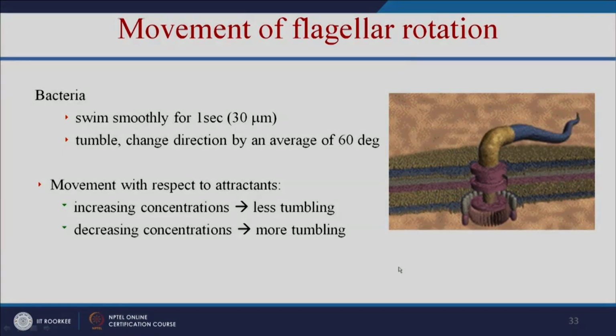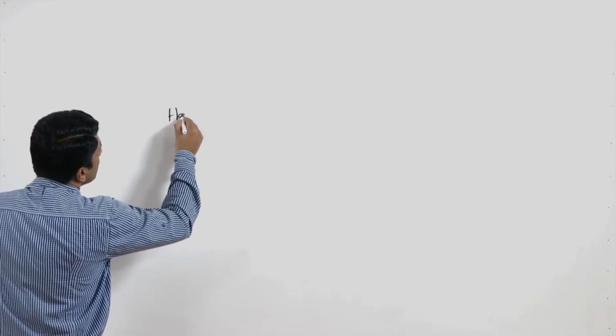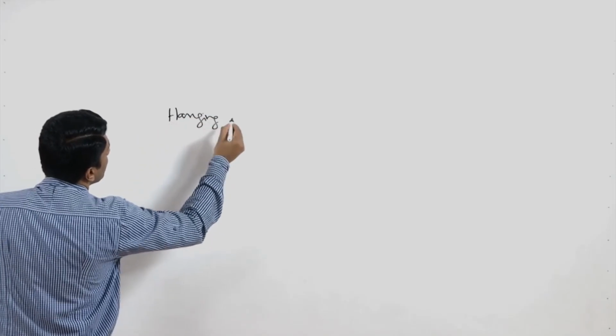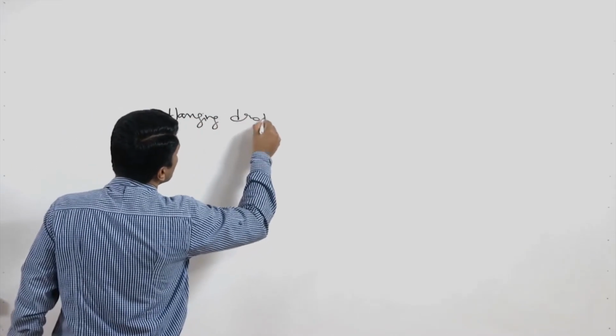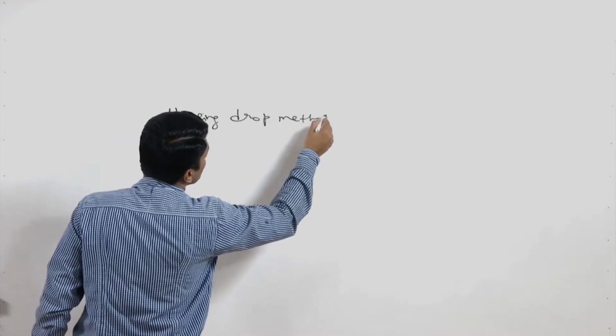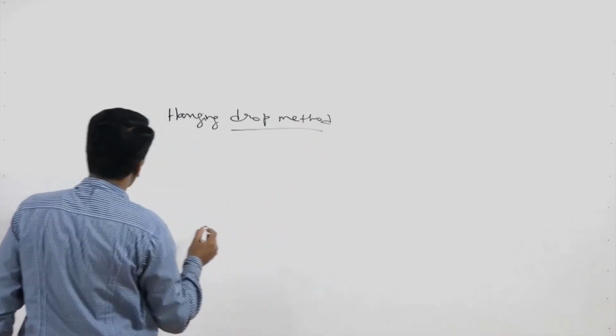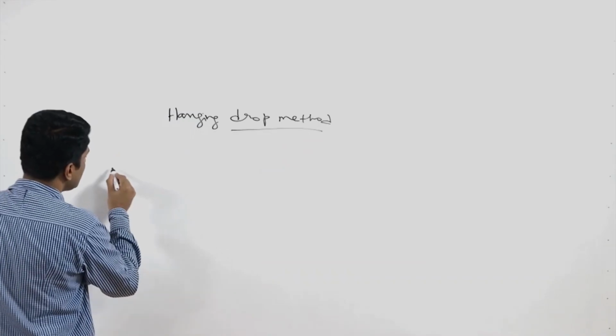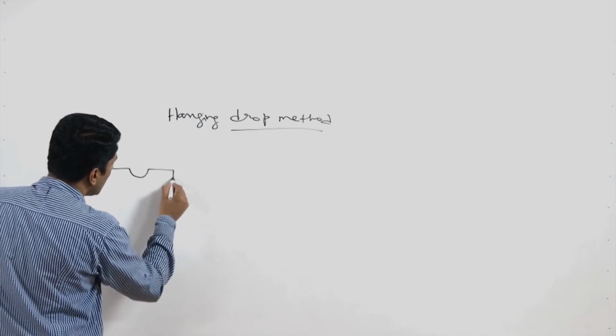Now I will demonstrate a simple experiment to study the motility of bacteria. By using the hanging drop method, we can study the motility of bacteria. For this, we need a concave glass slide.